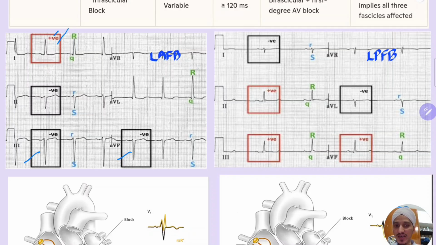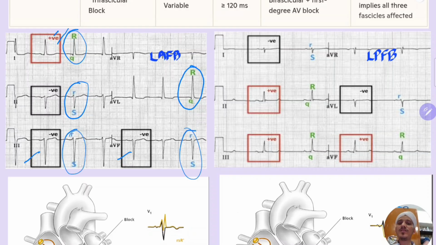Now you see the R is more in AVL and lead 1, because these are lateral leads and there is left axis deviation. So the vector should be directed towards the left side. And on the left side, 1 and AVL are seeing the heart through the left side. That's why the R is more in these leads. And you will see RS pattern in the inferior leads 2, 3 and AVF. So that means it is a left anterior fascicular block.